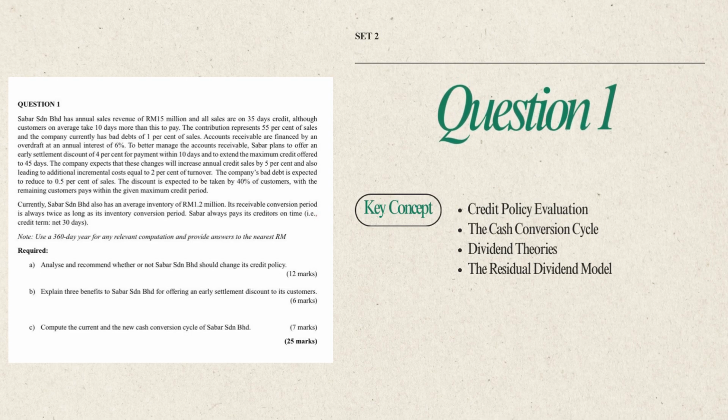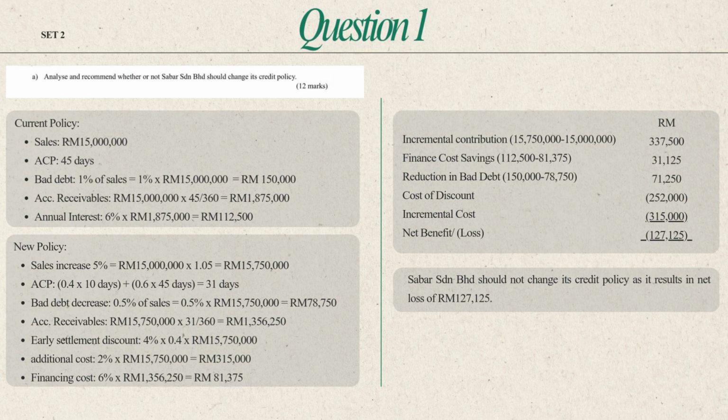Moving to question 1, we managed to find several key concepts including credit policy evaluation, the cash conversion cycle, dividend theories, and the residual dividend model. For part A, we will analyze whether or not Sabah should change its credit policy. The key concept here is incremental net profit. We are weighing the extra money coming in against the extra money going out.